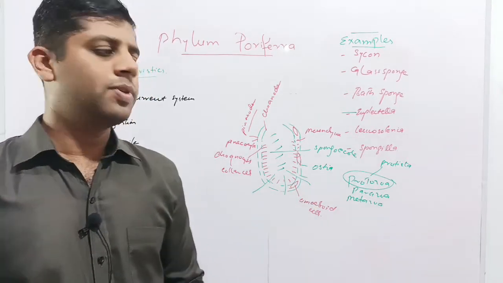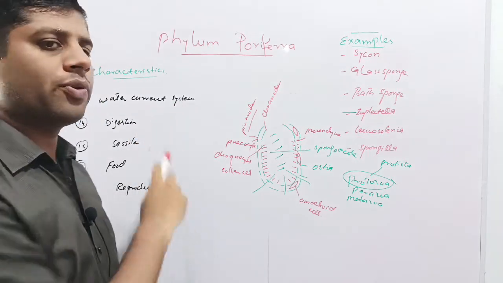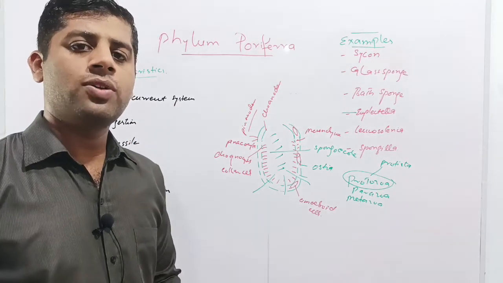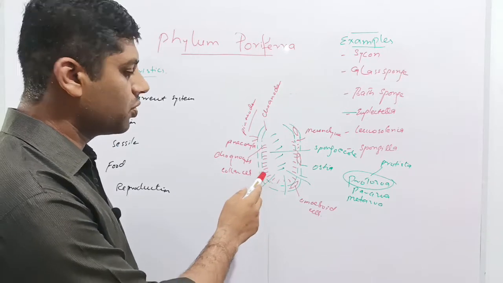Next characteristic of the sponges is the water current system or water feeding system. This mechanism involves the inflow of water through the ostia or pores of the body.